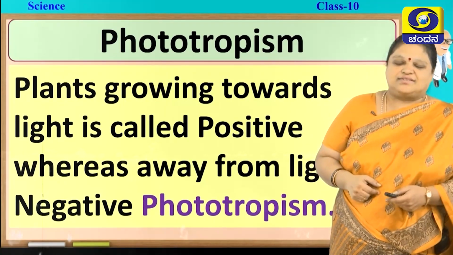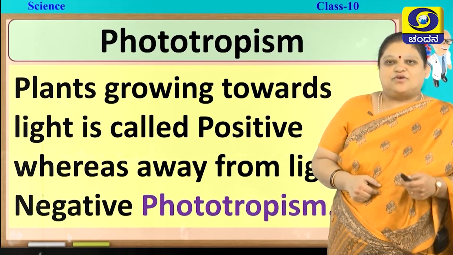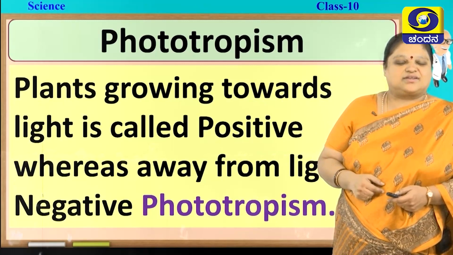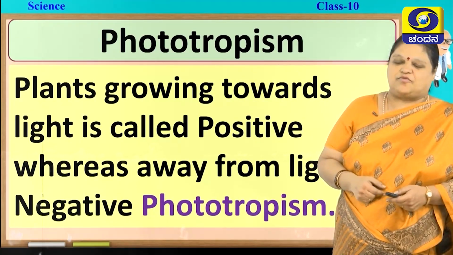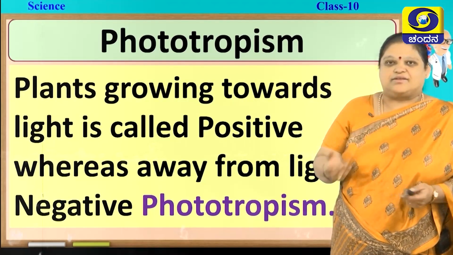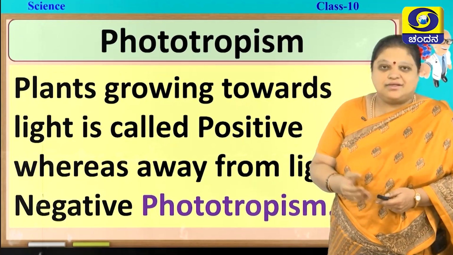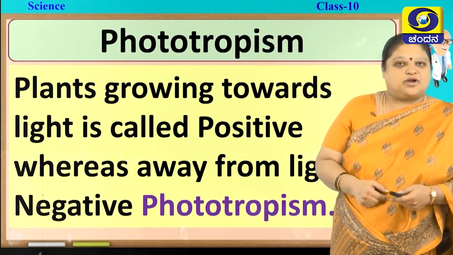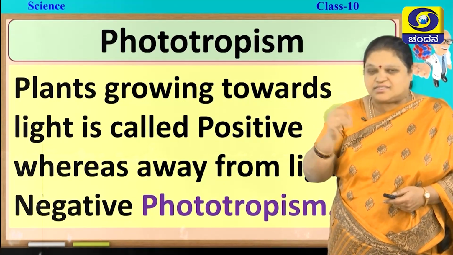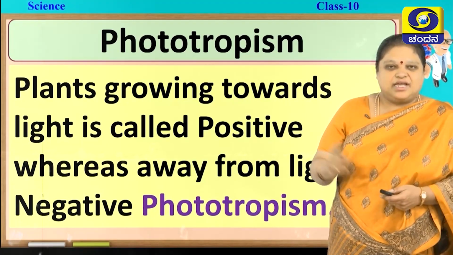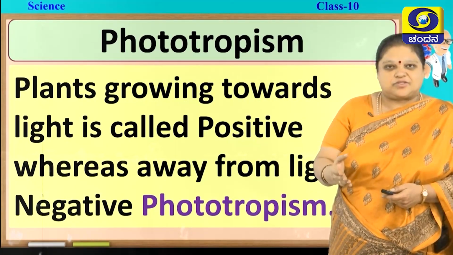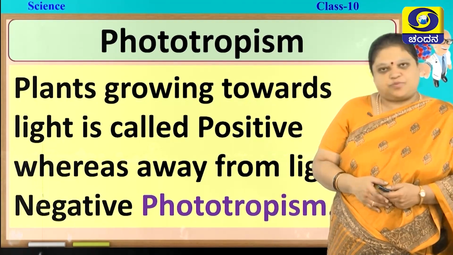You call it phototropism. Photo means light. So, plants growing towards light is called positive phototropism, whereas if they move away from the light, who is moving away from the light? The roots. So, that you call negative phototropism. If it is towards the stimulus, it is positive. If it is away from the stimulus, it is negative. It applies to all types of tropisms.